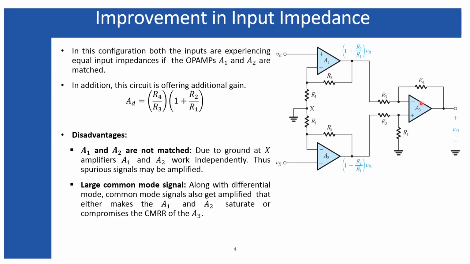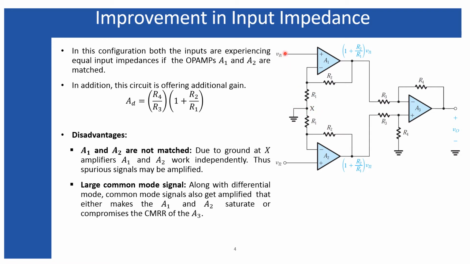Next one is the large common mode signal. As these two operational amplifiers are not working in differential mode, the input signals may carry some common mode noise, and each of the input signals is fed to each operational amplifier individually, where the two operational amplifiers work independently from each other due to this ground terminal.